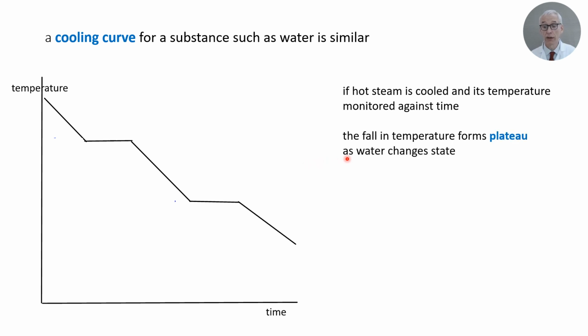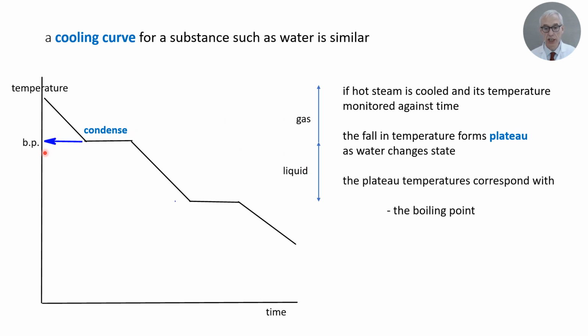Okay, so of course the fall in temperature forms plateaux, and the plateaux correspond to state changes. The first state change will be from gas to liquid, which is condensing, and that occurs at the boiling point. The lower plateau will be freezing, liquid to solid, and of course that occurs at the melting point.